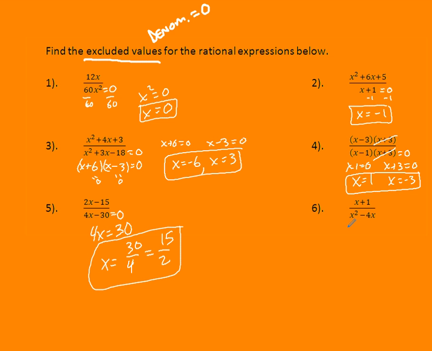And number 6, I can factor this bottom to be x times x minus 4. That's what I set equal to 0. So that means each of those factors, including the x, equals 0. So x minus 4 equals 0 and x equals 0. So my two excluded values are x equals 0 and x equals 4.